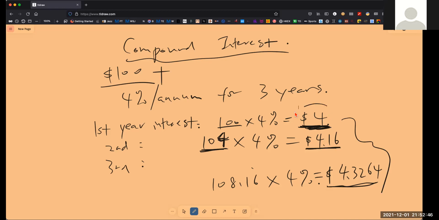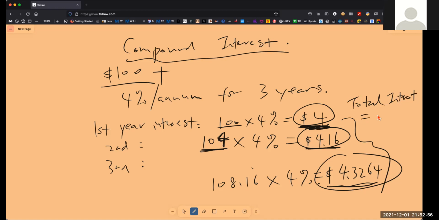Can you help me out? If you add these 3 up, what's the total interest after 3 years? It should be 12 something, 4 plus 4.16 plus 4.3264.